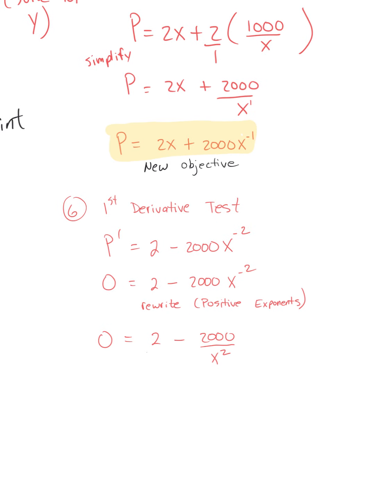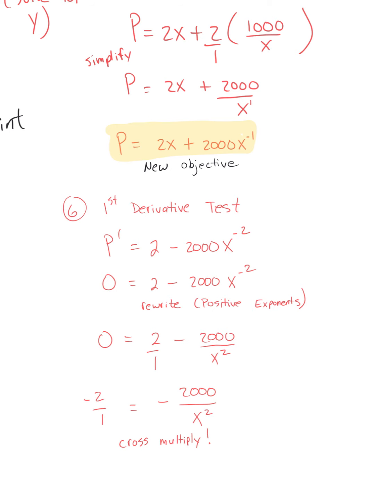Now I'm going to make this a fraction. The easiest way I can tell you to solve this for x is to move this over here. Subtract 2 from both sides. So we get negative 2 over 1 is equal to negative 2,000 over x squared. Again, the easiest way to do this is to move this over here. Now I have two fractions with an equal sign in the middle, and now we're back to easy, easy, easy. We can cross multiply.